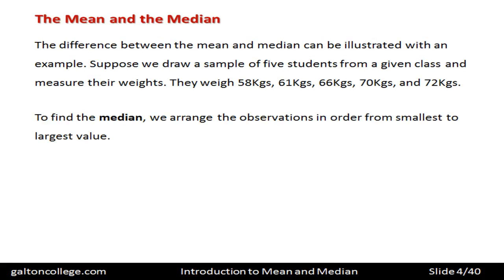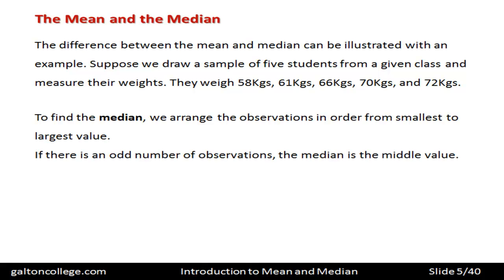Now, to find the median, we arrange the observations in order from smallest to largest value. So to work out the median, we have to arrange the numbers so that they're starting at the smallest and going up to the biggest. In this case, starting at 58, next one 61, then 66, 70, and then finally 72. So we've organized the weights, the results of weighing 5 students, in this way, and we've got them in ascending order.